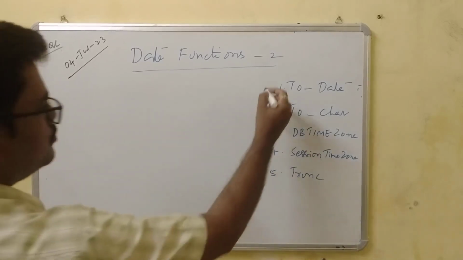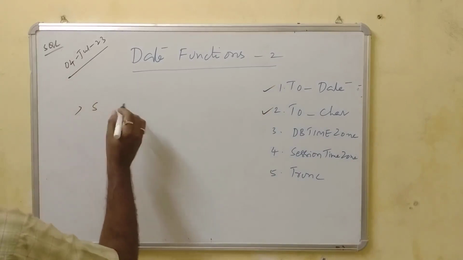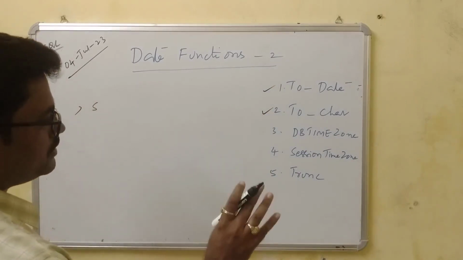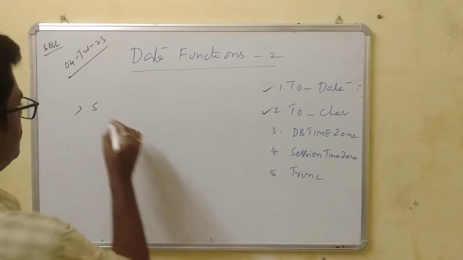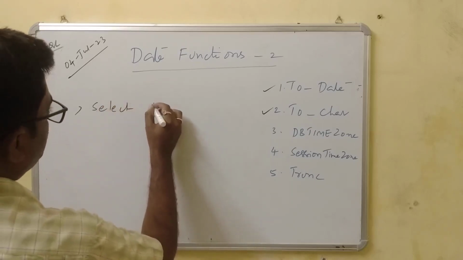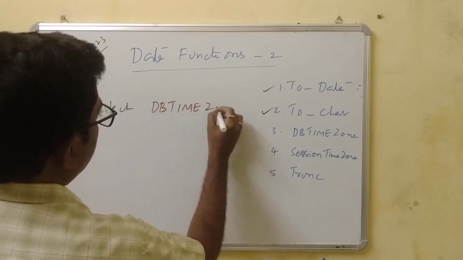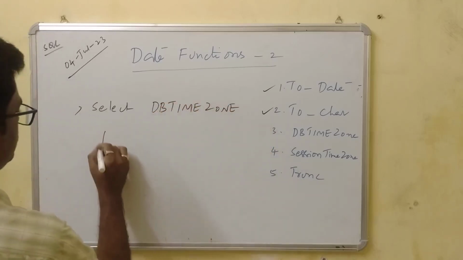So now go to the DB time zone. DB time zone is going to retrieve the current database time zone. Select DB time zone from dual.